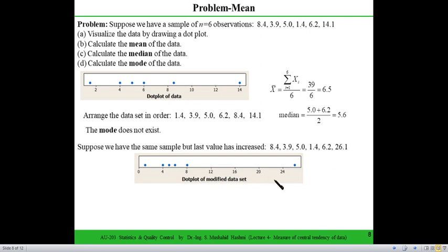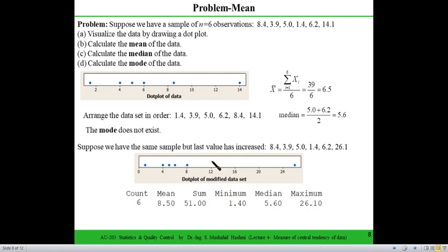So this is something not actually part of this population or this data set. This number is a bit different from this data set, and we might call it an outlier, which is not representing this data set, because its middle value is 5.6 and its mean is 6.5, but due to that number, the mean is far away from the location of the middle value.